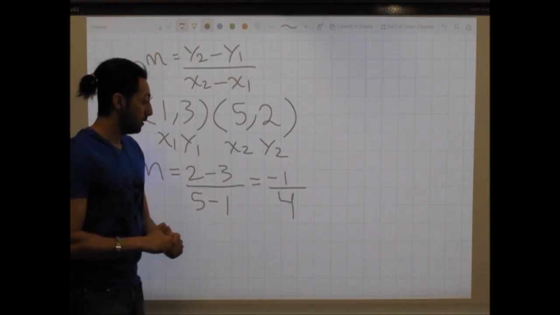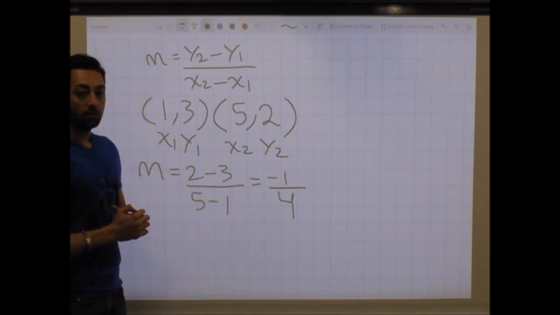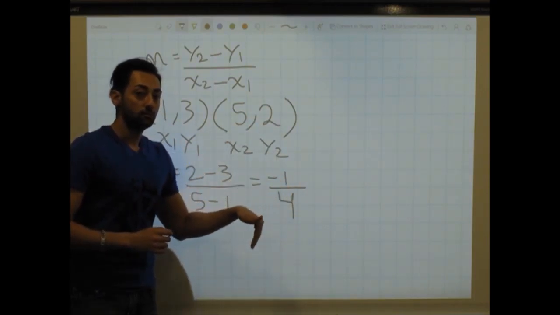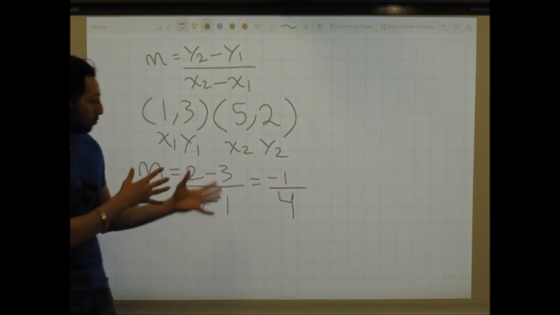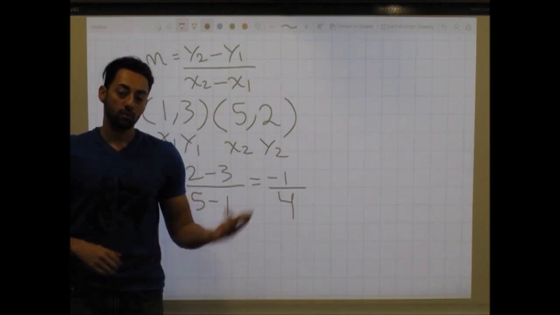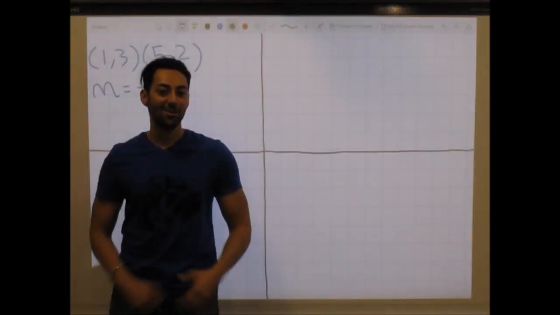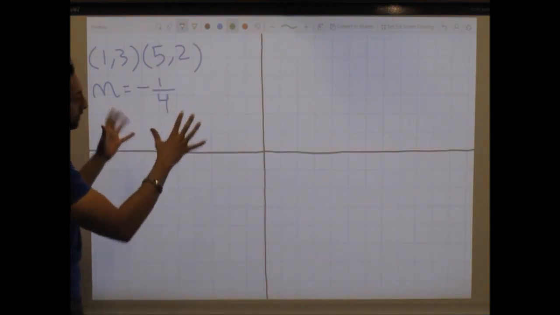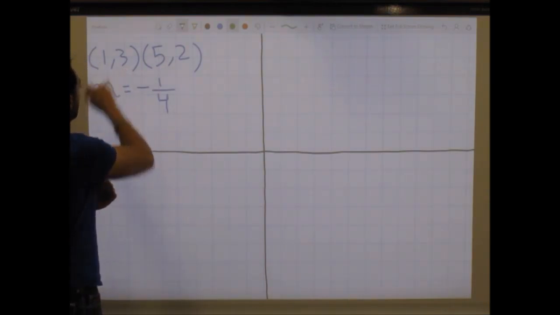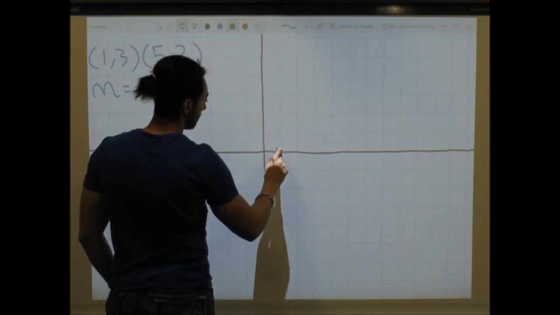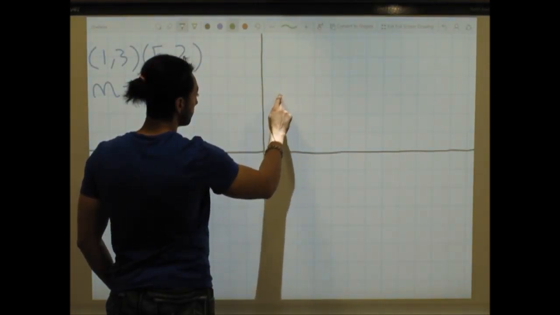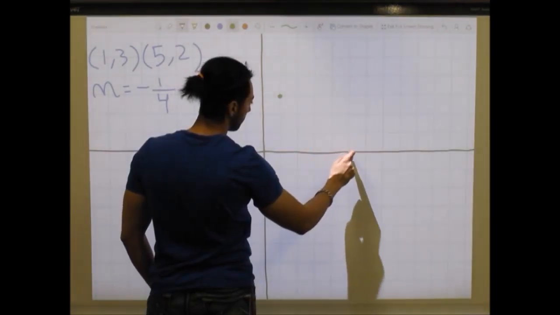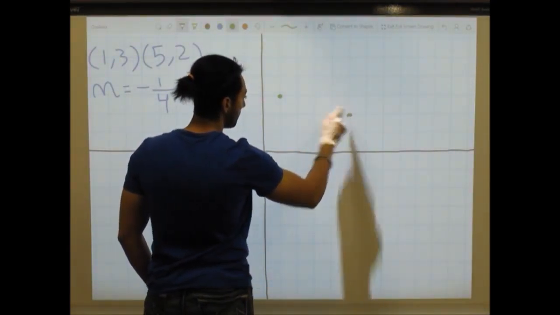The slope definition says it's rise over run, so it looks like we're going to rise downwards now, since our slope is negative. But we'll get to look at that on the graph. Okay, since we computed our slope to be negative 1/4, let's see how that ties in graphically. So 1, 3, let me plot that out, over 1, up 3, this point here. 5, 2: 1, 2, 3, 4, 5, up 2, would be that point there.